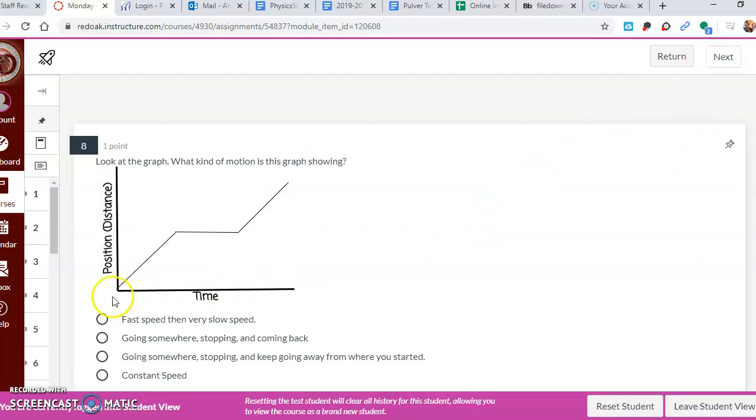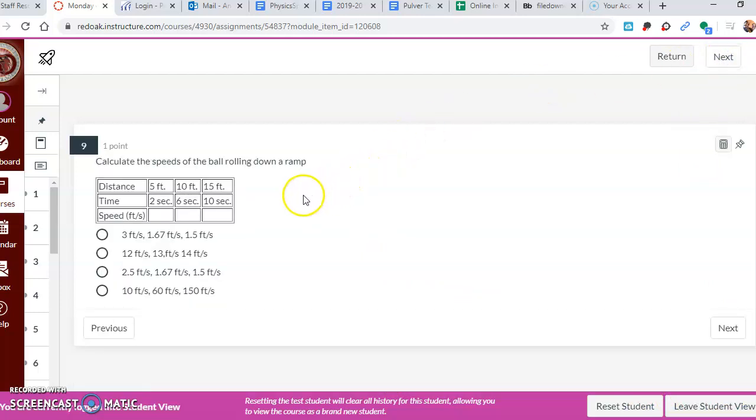This one is showing a constant speed, going away from where they started, and then they stopped, and then they kept going away from where they started. So this would be like if Mrs. Pulver went to Walmart, she stopped at Walmart, and then she went on to Lowe's or Home Depot, wherever is actually open right now. Okay, so that's going to be this one right here.